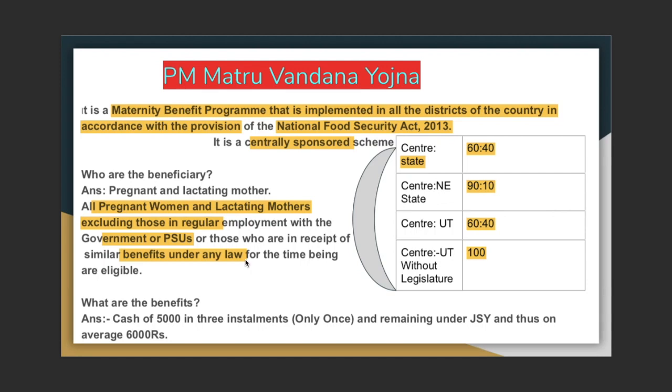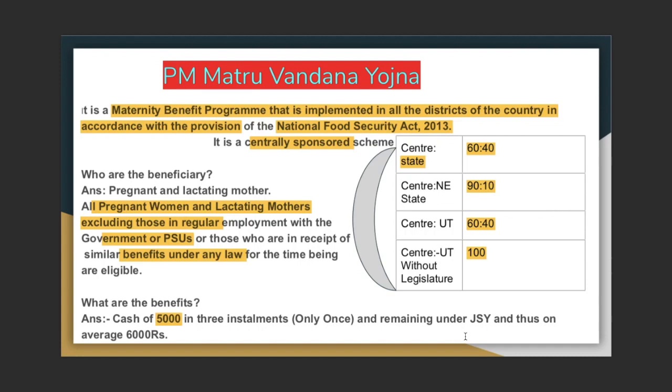Now what are the benefits of this scheme? The benefit is that you will be provided with cash of 5,000 in 3 installments only once. Basically, for the very first child you will get cash of 5,000 rupees. It is not that you will get the cash of 5,000 rupees on the birth of the consecutive 1, 2, 3, 4th child. No, it is for only the first child.